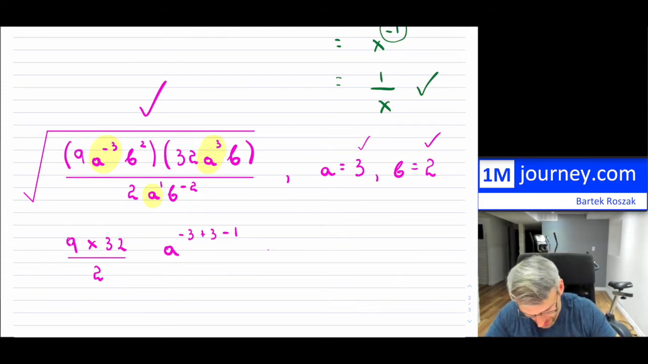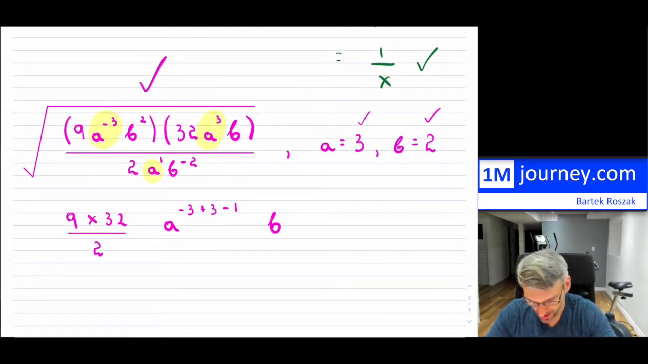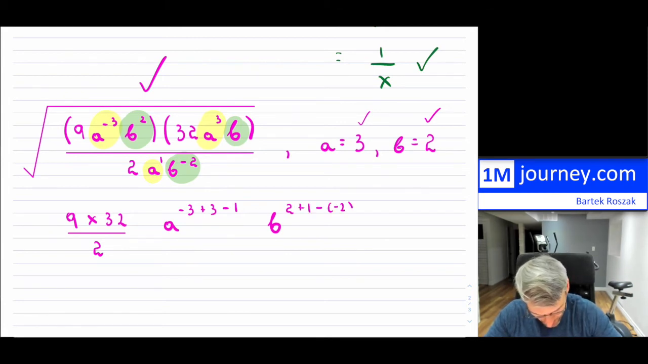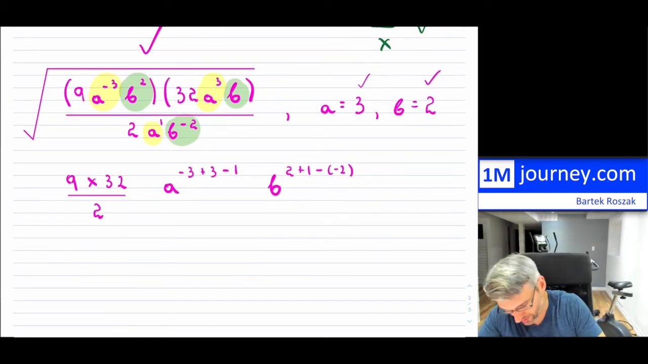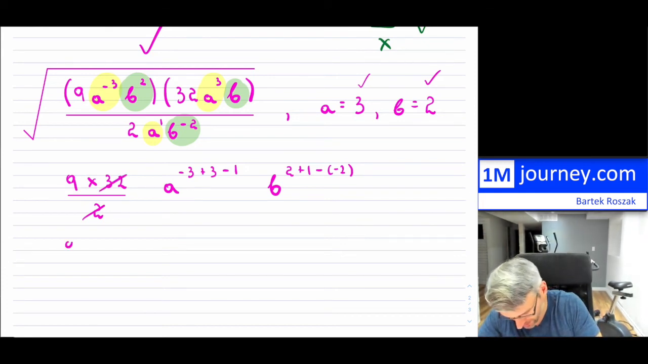And then with the B, I'm going to add those in a second. So for the B, that's right there. I have a B and a B, so that is 2 plus 1 minus, again, negative 2. And so that's going to simplify quite a bit. Now this 2, I'm going to get rid of that 32 there. So 2 goes into 32.